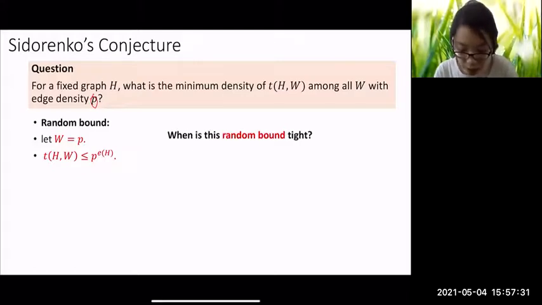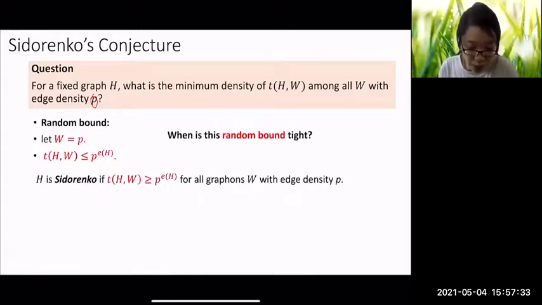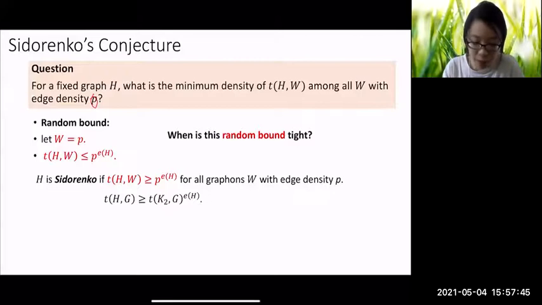And when is this random bound tight? We say a graph is Sidorenko if this random bound is always tight for any edge density p between 0 and 1. And if we go back to the graph notion, it basically says t(H,G) is at least t(K2,G), which is the edge density, to the power of e(H).